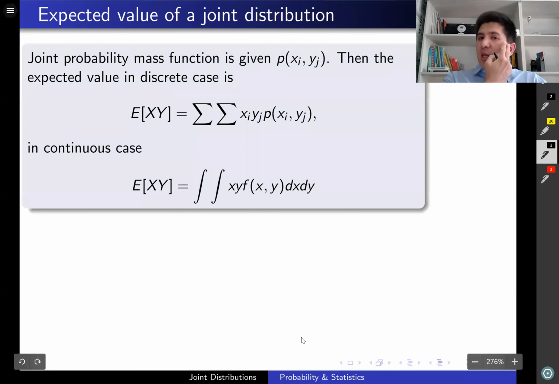In a continuous case, in order to find the expected value, we just need to doubly integrate the multiplication of X and Y by the joint density function over the whole domain of X and Y. So let's do a couple of problems.